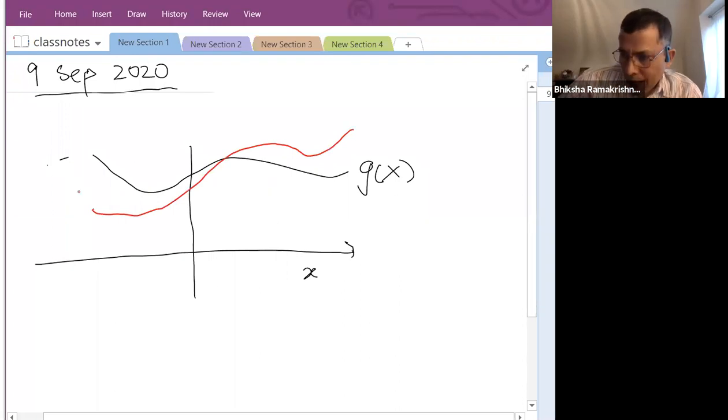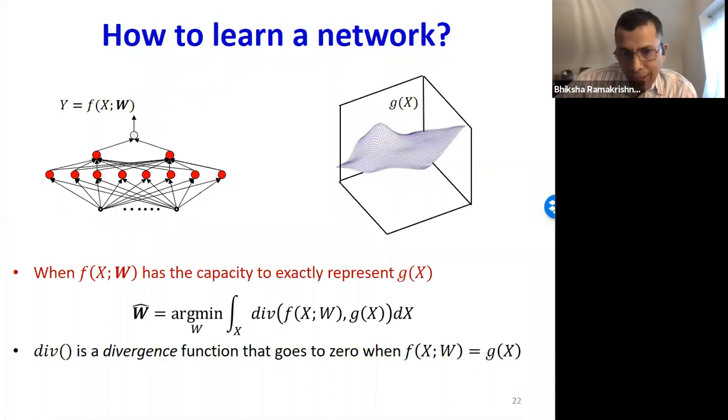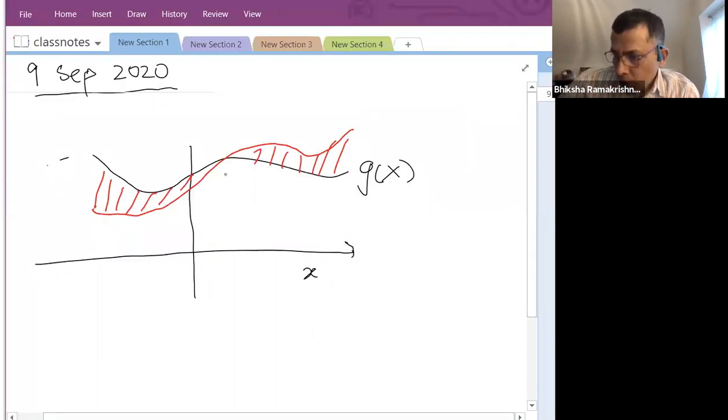And so there is this error between what the function actually computes and what the function we want is. So what we can now do is to somehow quantify this error, which is this area in this figure, and try to estimate the parameters of this network such that that error is minimized. Now, of course, in order to do this, we need to be able to quantify this area.